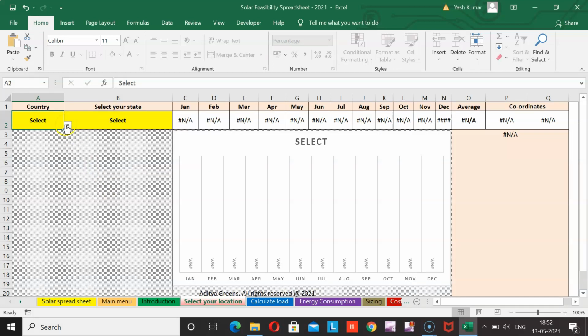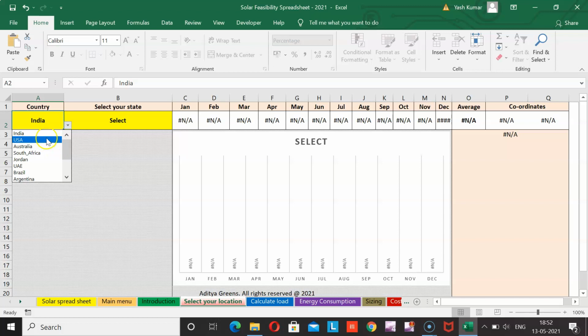Initially, I started with only two countries when I launched this solar feasibility spreadsheet, and those were India and United States of America. But over a period of time, this spreadsheet has become more versatile, and a total of 11 countries are now added in this spreadsheet.